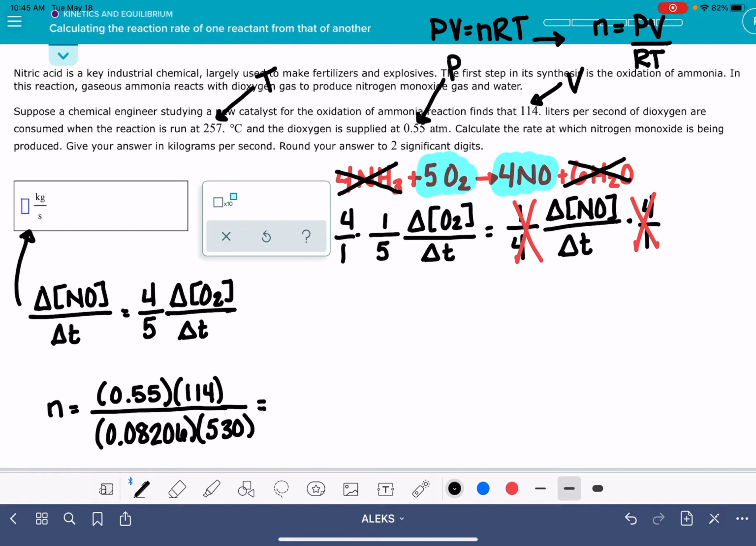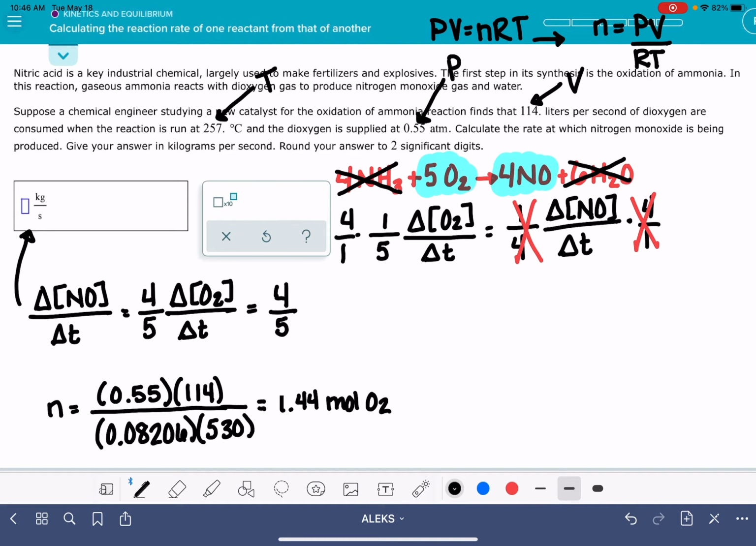So let's solve for n. 0.08206, 530. n is 1.44 moles of O2. Technically, this is supposed to be in units of molarity, but it will be okay if we just use units of moles instead of molarity. Remember, molarity is moles per liter. Just having the moles is close enough to molarity. So let's go ahead and fill this in.